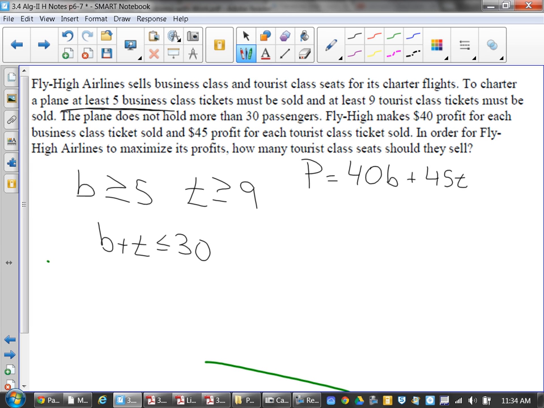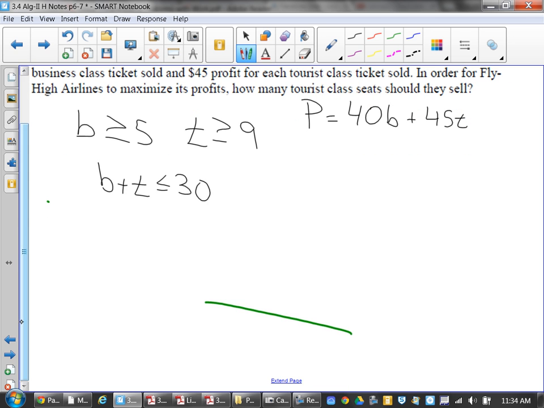Okay, so now graph. Which one should we make up first? Good question. Usually I go by alphabet. Which one comes first, B or T? B. I'm going to put the B value on the x-axis and the T value on the y. Does it really matter which one you use? As long as you're consistent, it doesn't matter. Normally, going alphabetically is just a little bit easier.